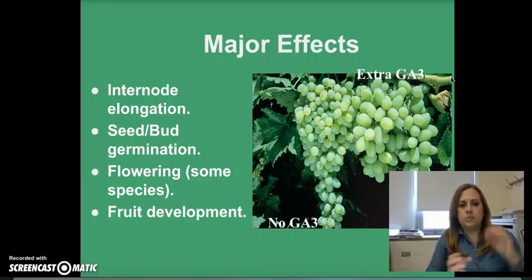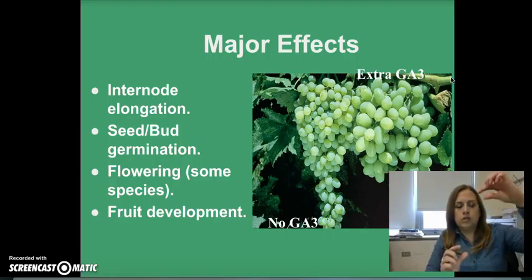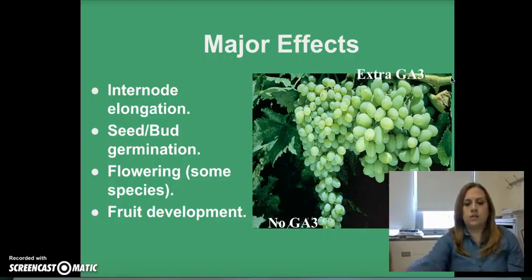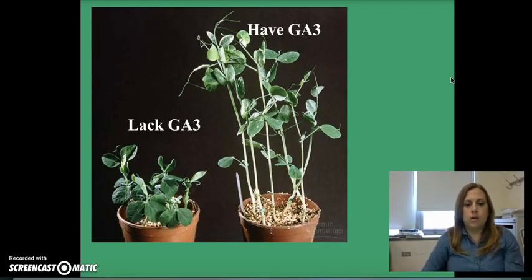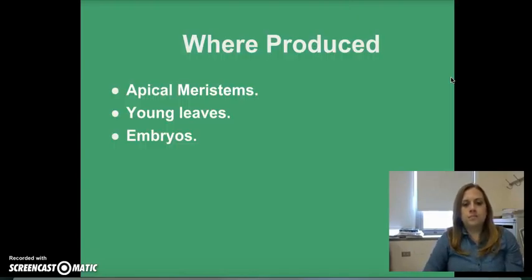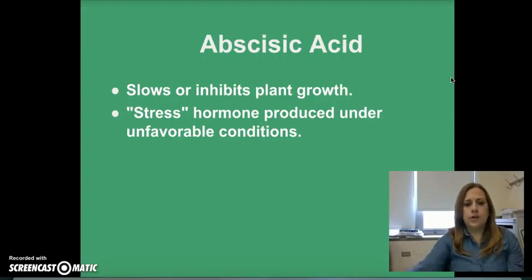Internode elongation is going to be this space, so like you've got the nodes where you've got leaves, and so the internode elongation would be like the space on the stem between where the leaves come out. And so this is kind of what happens when you have gibberellins versus no gibberellins. Again, produced in apical meristems, young leaves, and embryos.